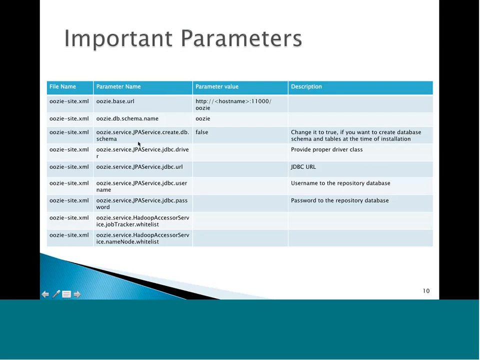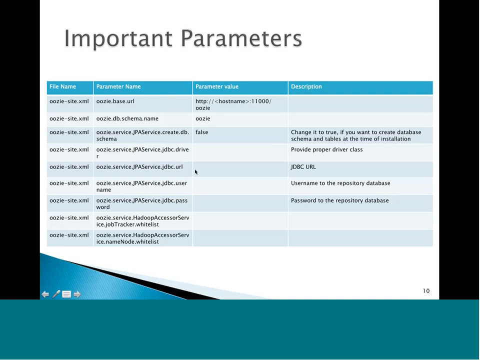Actually, I have all the parameters here. So the Oozie base URL will give you the host name where your Oozie server is running. Then the Oozie DB schema name is the database name, and then we have a bunch of JPA service parameters starting from create schema to the JDBC driver. Depending upon the driver you are using, you have to provide the class. But as Cloudera Manager is providing that option to select MySQL or Oracle, depending upon the choice you made, this will be updated automatically.